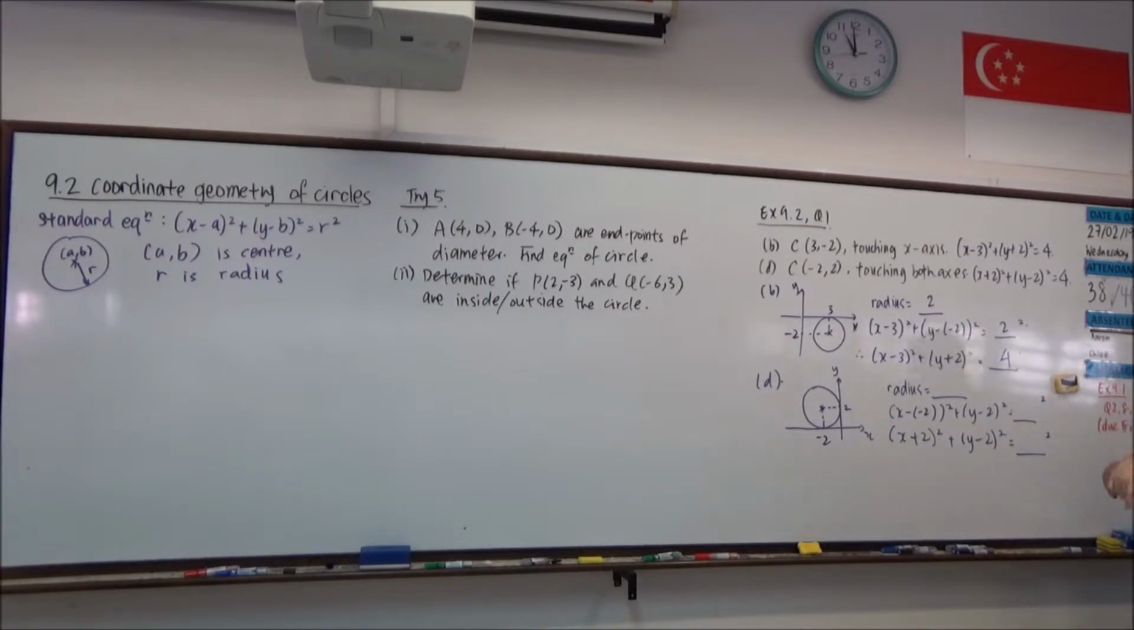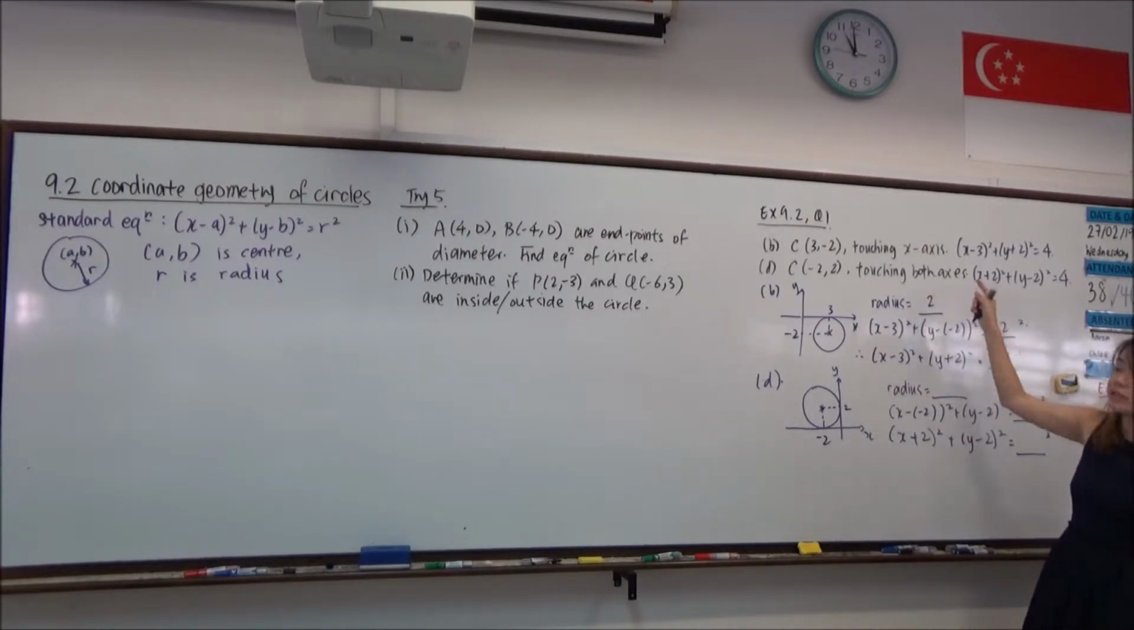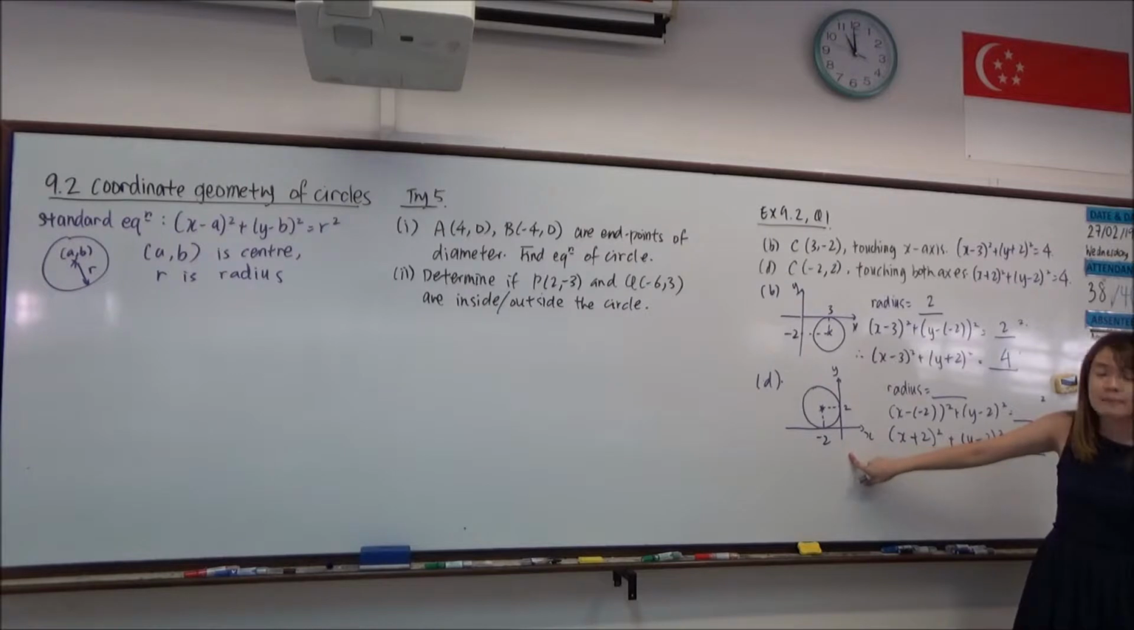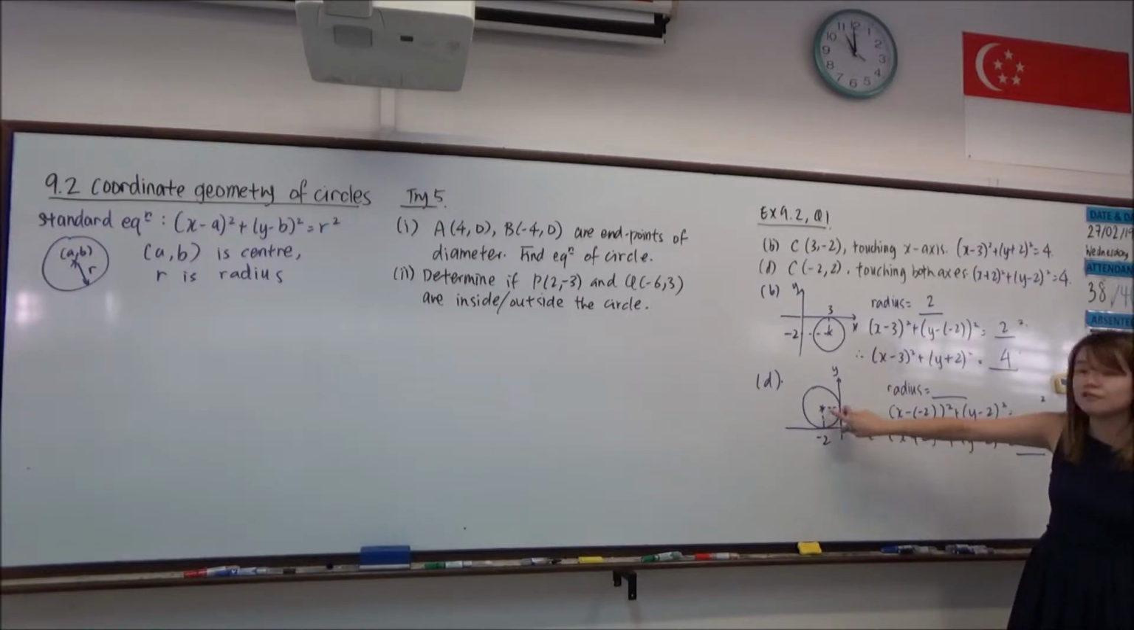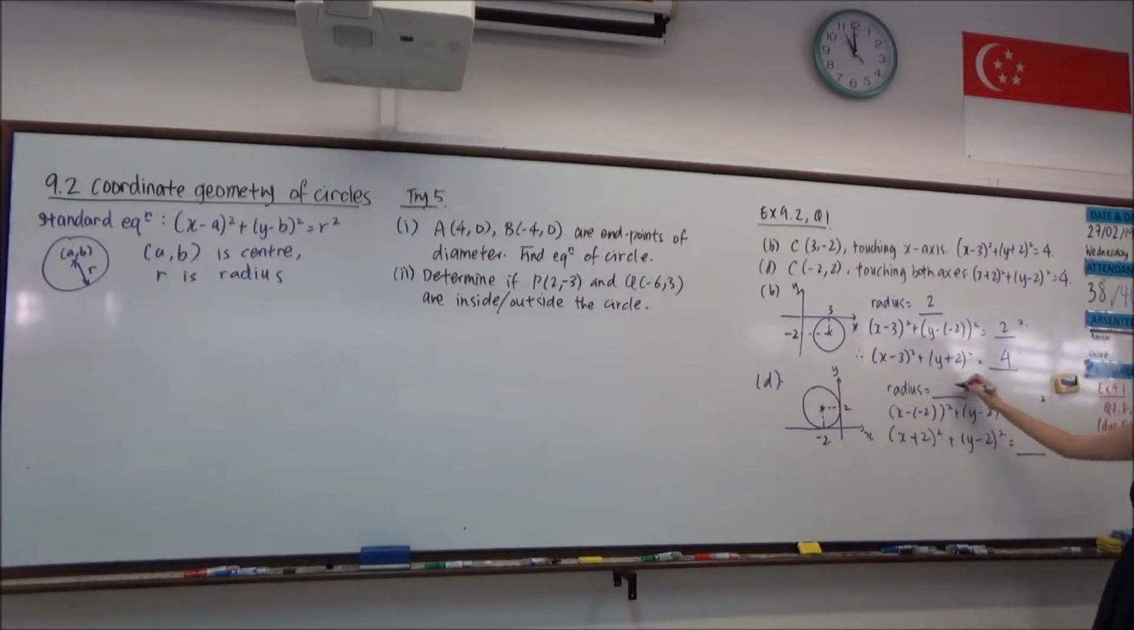Then for part D, since it touches both axes, the diagram should look more or less like that. It is actually uniform, so therefore the radius will also be 2. So 2 squared, therefore you will get this equation at the end.